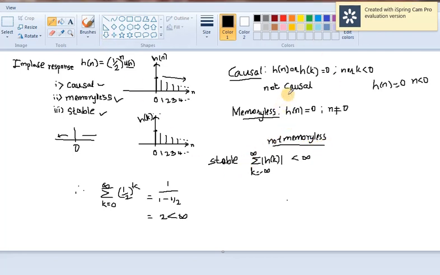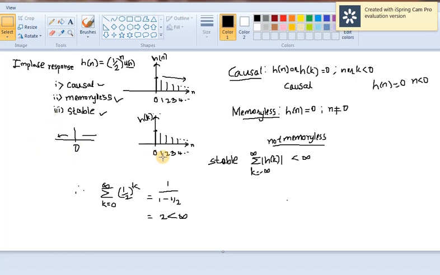Now regarding the causalness, is the system causal or not? Here our system will become causal. It is a causal system because it satisfies the condition. But it is not memoryless. It is having memory, as the signal is not existing only at the 0th instance.